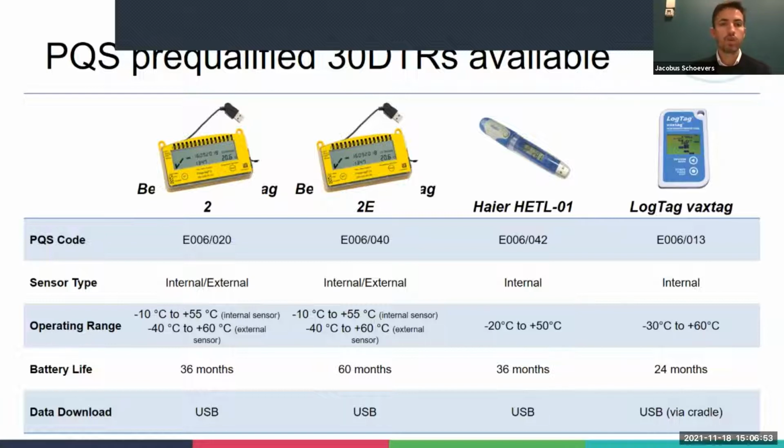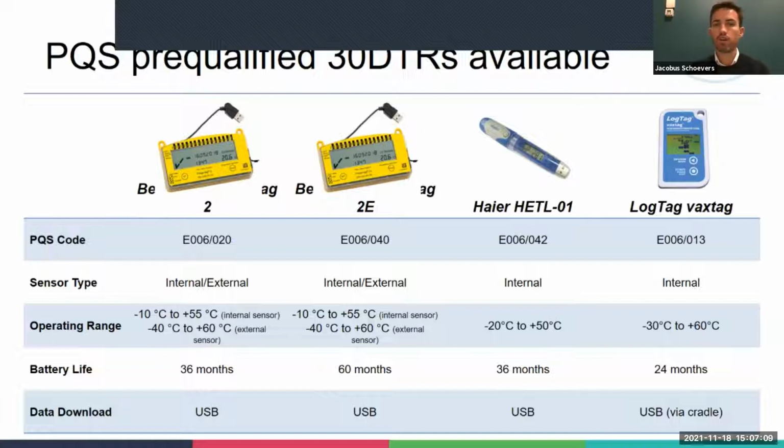So I'm not going to go through the PQS codes. What you can see is that these devices come with either internal or external sensors. Internal sensors basically means that the whole device is put inside the vaccine refrigerator.